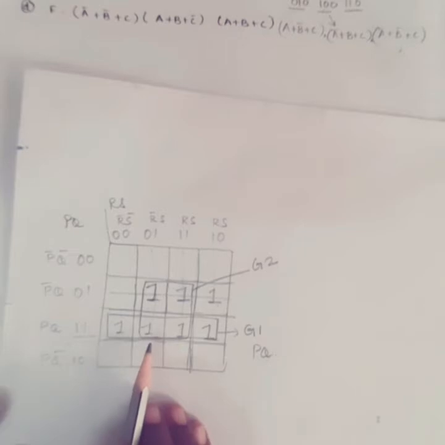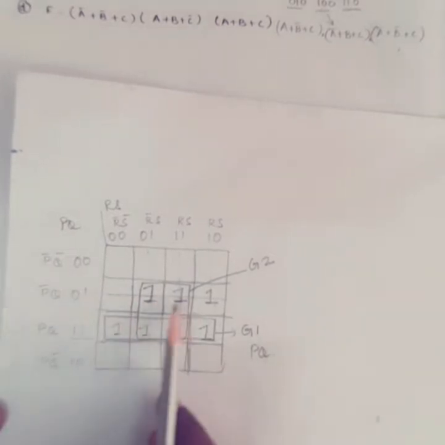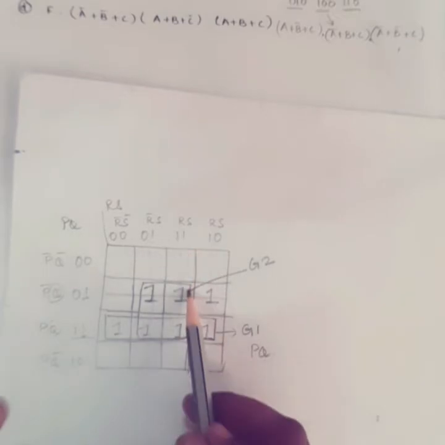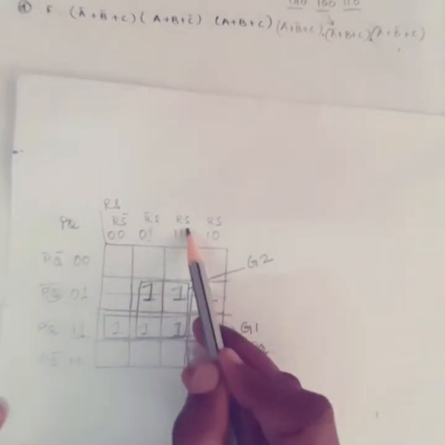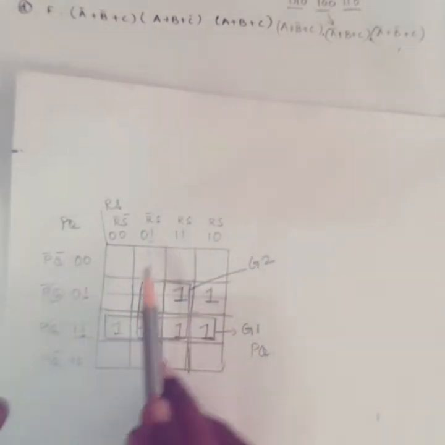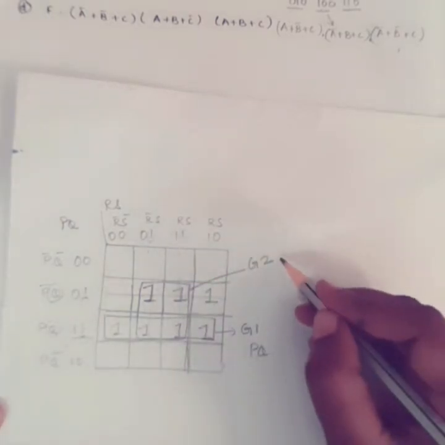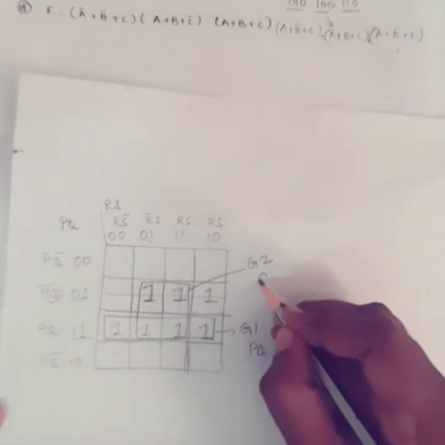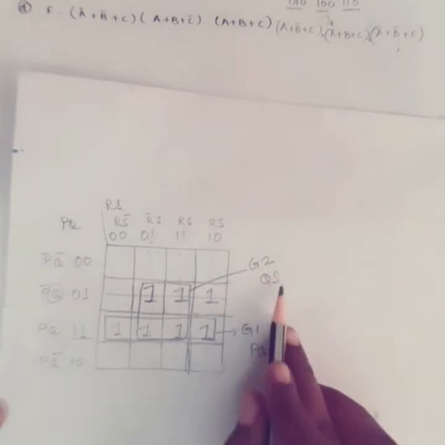Next, check the constant term. If you look at these 2 rows, which one is constant? Q is constant. And if you look at these 2 columns, S is constant. Q value is 1, S value is 1. So you can write the product term as QS for this group.